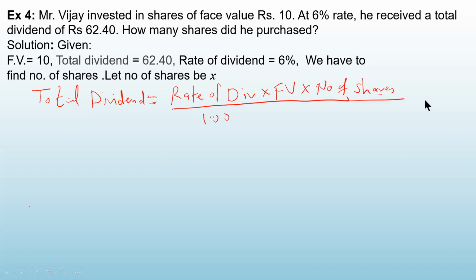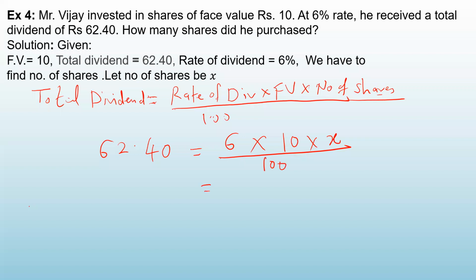In this formula, whatever is given to you, write it down. What is total dividend? It is 62.40. So write down here 62.40. What is rate of dividend? It is 6%. So write down 6 into face value, which is 10. Number of shares you have to find out, so we are calling it X. So in place of number of shares, I will put X, divided by 100.